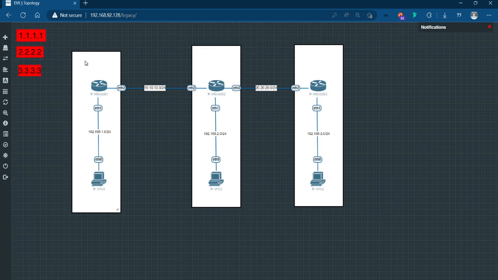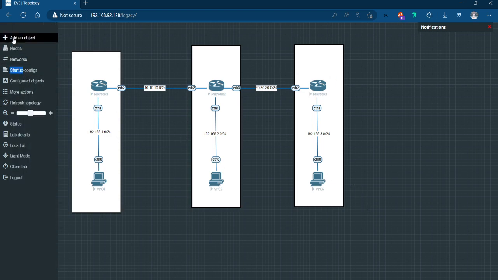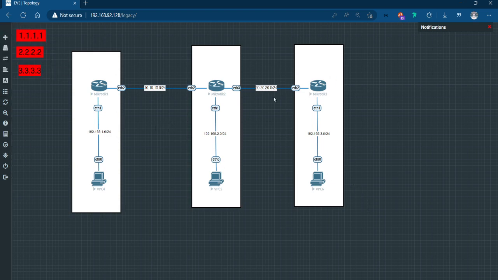Okay, so you need to prepare three Mikrotiks here: first, Mikrotik number one, Mikrotik number two, and Mikrotik number three, set up like this. After that, the static routing process is very easy.